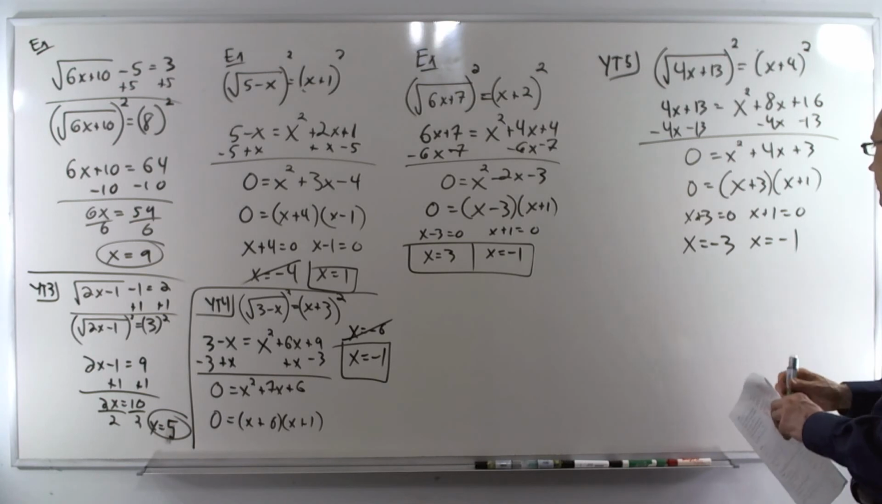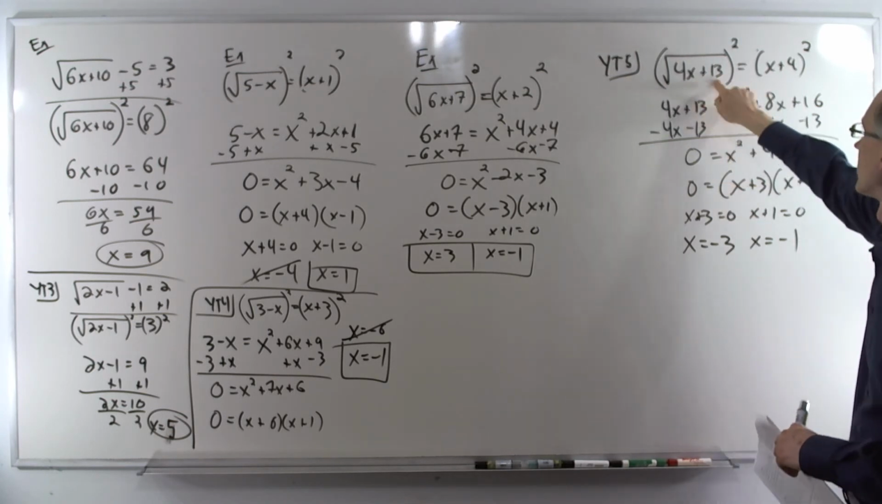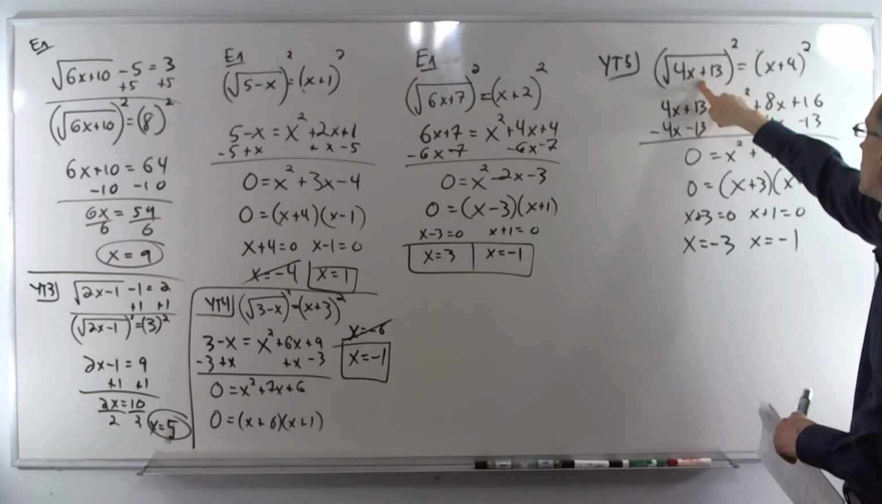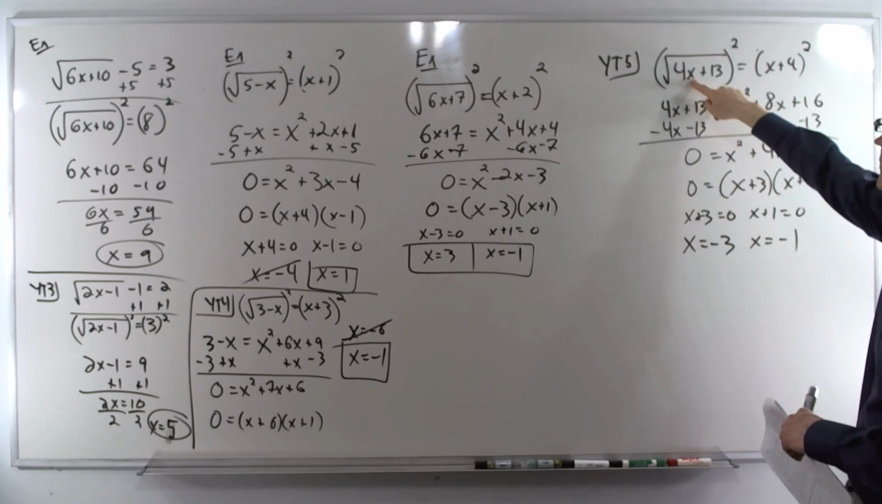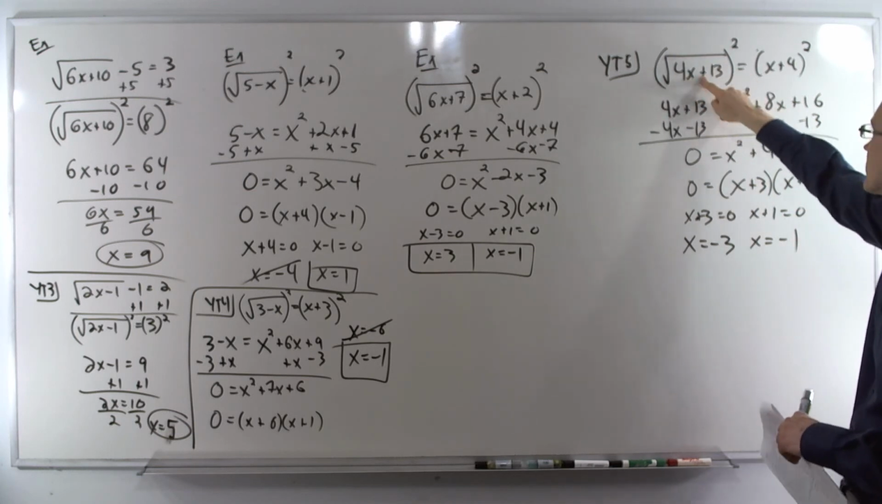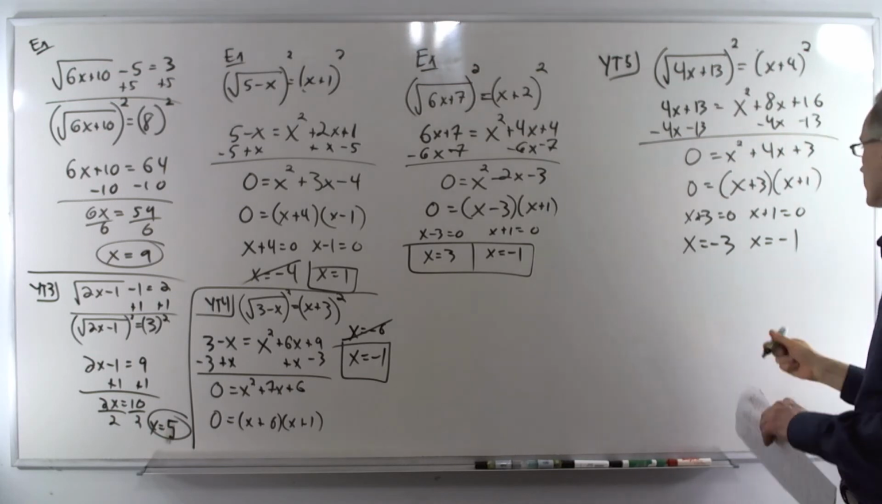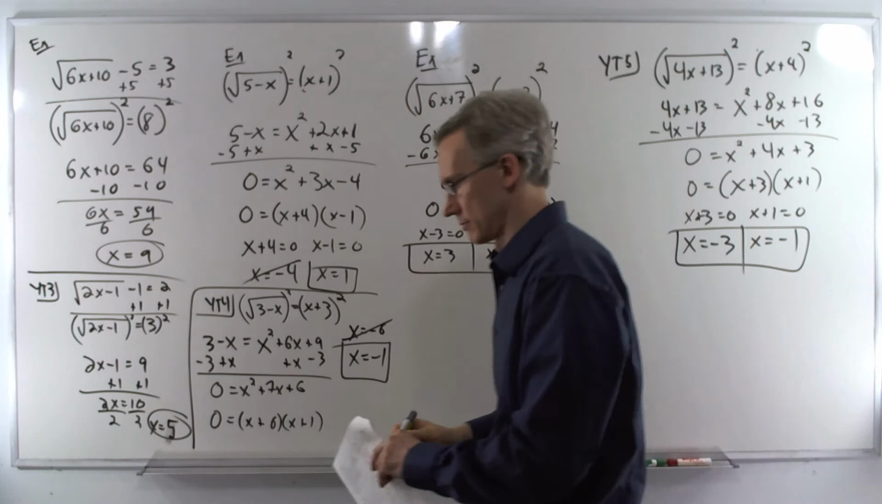Let's see if these are going to work. Plug in -3 here. Gives us -12 plus 13 is 1. Square root of 1 is 1. Over here, -3 plus 4 is 1. So that works. -1 up here gives us -4 plus 13 is 9. Square root of 9 is 3. -1 plus 4 is 3. Both of those check, so they are both solutions.